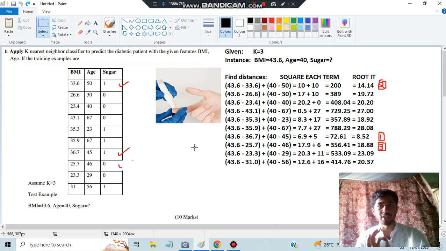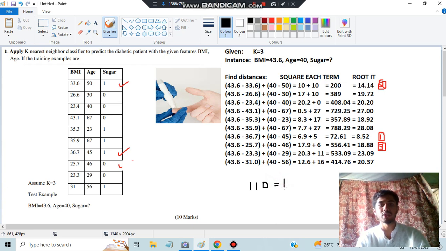After you have found the 3 least values, what you can observe is that here we have sugar, here also we have sugar, and here we don't have sugar, right? So the conclusion we can make is that we have got 2 times sugar and 1 time no sugar. The conclusion to be made here is the majority one. Majority means 1 is the majority, so the person has sugar, that will be our final conclusion.